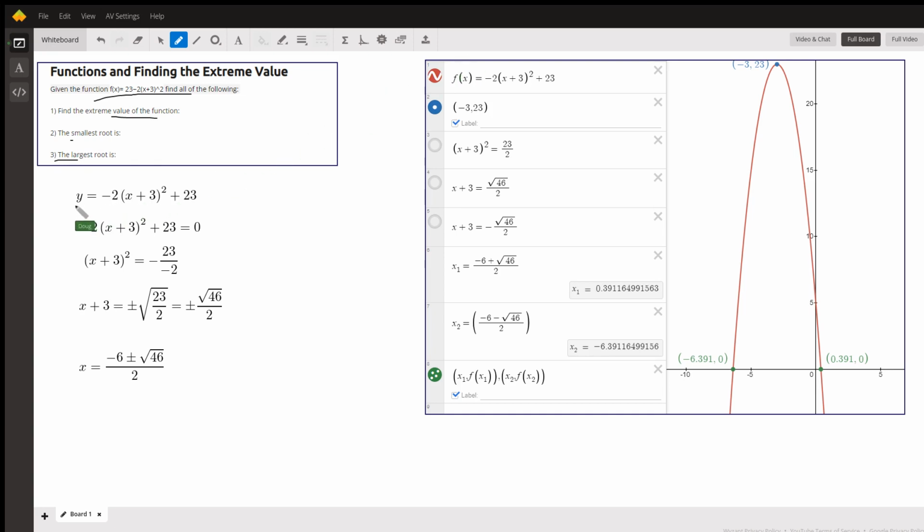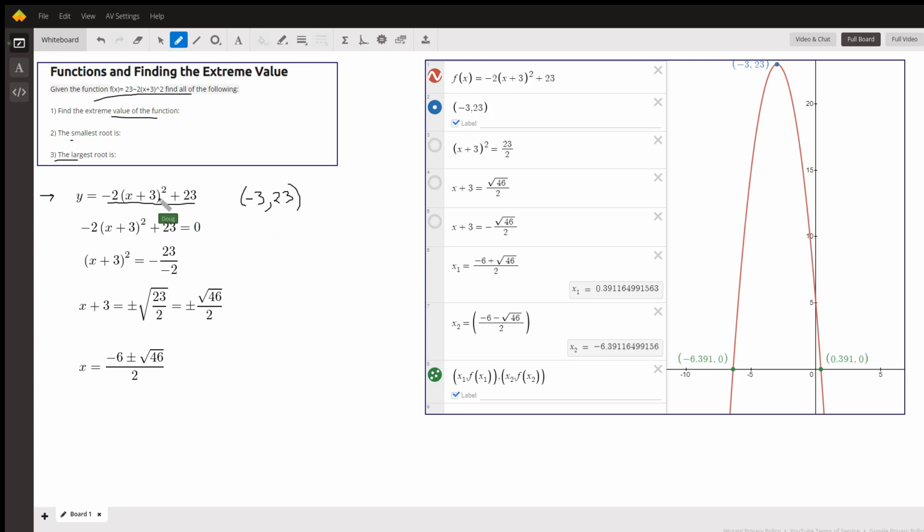Okay, so here's the function rewritten as y equals -2 times the quantity x plus 3 squared plus 23. This is already in vertex form. It's easy to identify the vertex here as -3, because this is like x minus h, x minus a -3, quantity squared, plus k. k is 23. There's your vertex.